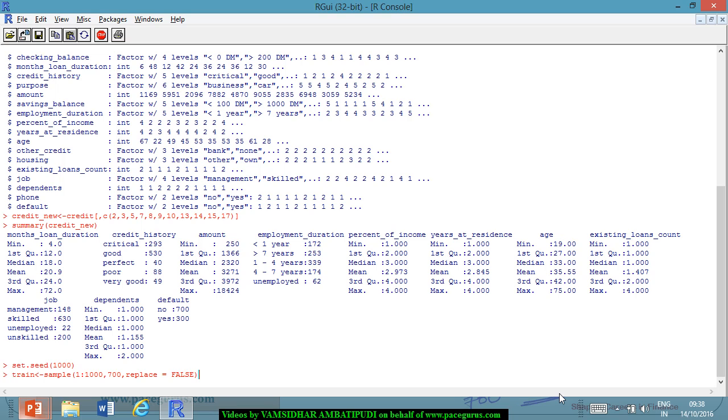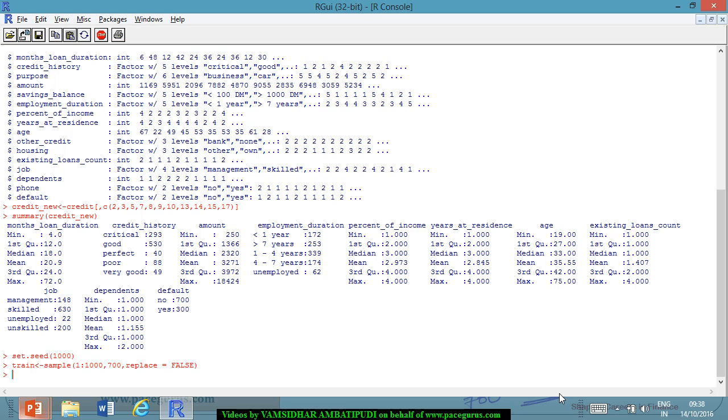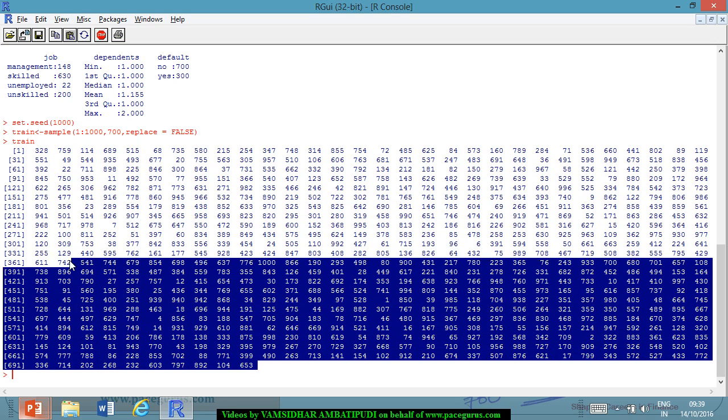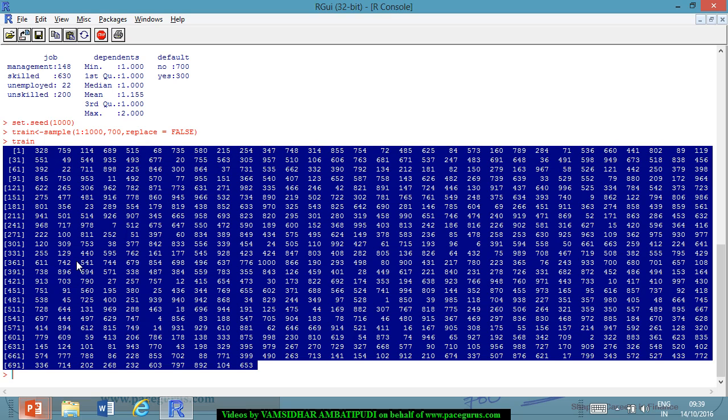So each number should come only once in the overall sample. So the train is coming out to be this one. If you quickly look at what is contained in the train, these are the numbers. My first record is 328, then the second one is 759, the third one is 114, and so on. So this is how my records are typically being pulled out from the sample. Overall 700 values are being chosen between 1 to 1000.